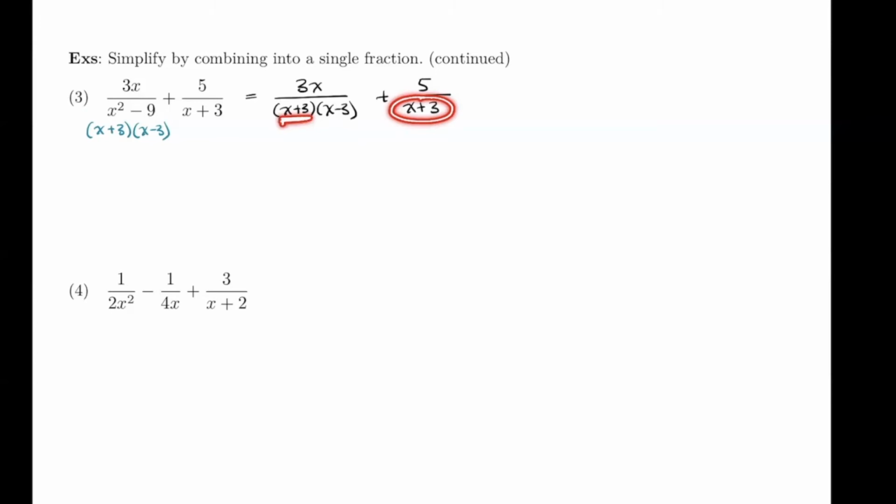So the least common denominator is just going to be the product of x plus 3 times x minus 3, because we can make the second denominator look like the first denominator by multiplying by x minus 3. So again, the LCD here is going to be x plus 3 times x minus 3, or x squared minus 9 if you prefer.